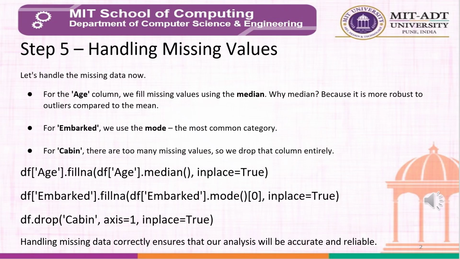For embark column, we use the mode value. This is the most common category. Then for cabin, there are too many missing values, so we can drop that column entirely. So it is up to us how we are going to handle the missing values, whether we have to replace the missing values or whether we have to completely discard it. So these are the Python instructions that we can write. Handling missing data correctly ensures that our analysis is more accurate and very reliable.